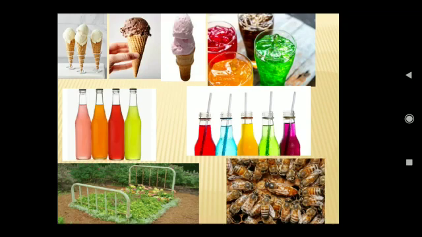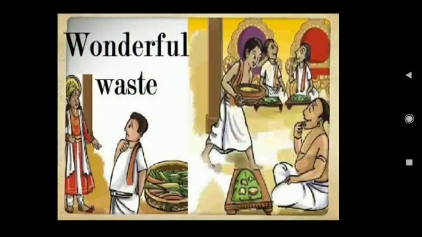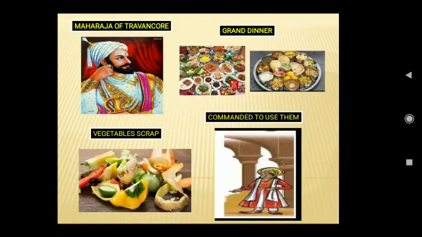And then what is the prose we did? Do you remember? Yes, Wonderful Waste. So do you remember, can you recall what is the content? Who planned to order a big dinner? Yes, the Maharaja of Travancore. He planned to have a grand dinner where? Yes, in his palace. And what happened?